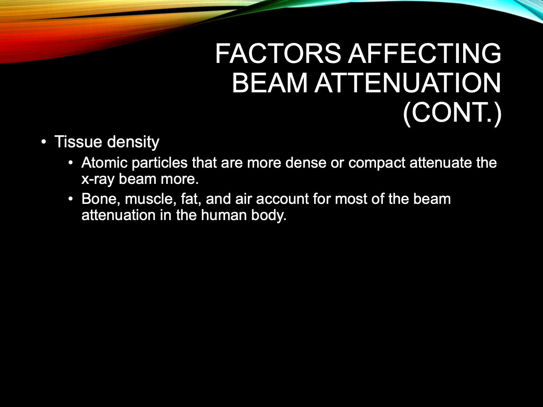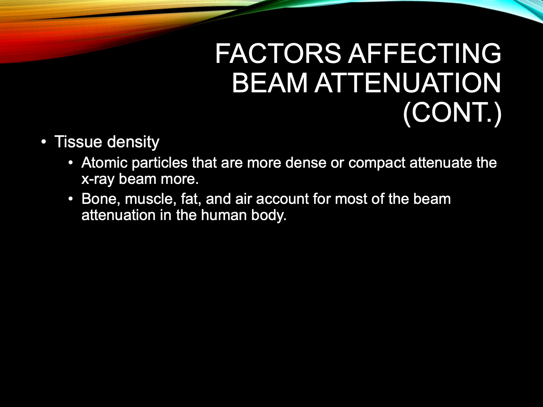Another factor that affects the beam attenuation is tissue density. Matter per unit volume, or the compactness of the atomic particles composing the anatomic part, also affects the amount of beam attenuation. For example, muscle and fat tissue are similar in composition. Their atomic particles differ in compactness, and therefore the tissue density varies.